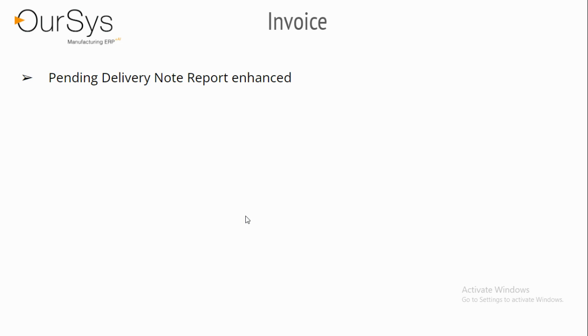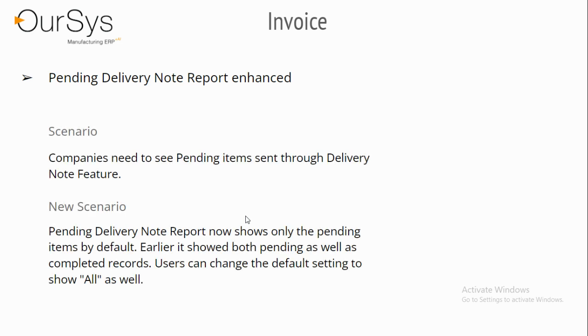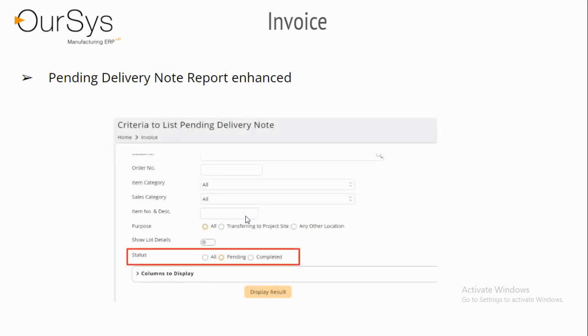Next change what we have done is in the pending delivery note. The pending delivery note now shows all the pending delivery notes by default. So we have basically added a filter in that particular report. The user can change the default setting to all, as well as pending as well as complete.